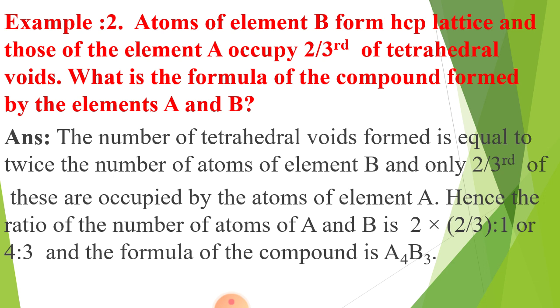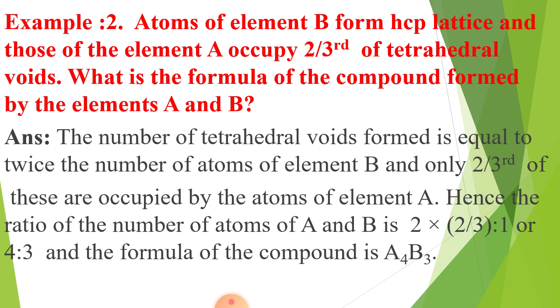Example number 2. Atoms of element B form an HCP lattice, and those of element A occupy 2/3 of the tetrahedral voids. So what is the formula of the compound formed by these elements A and B? Here B is the anion and A is the cation.